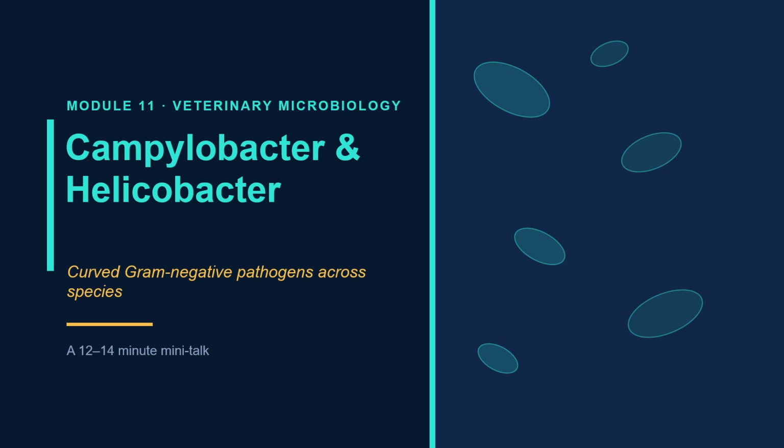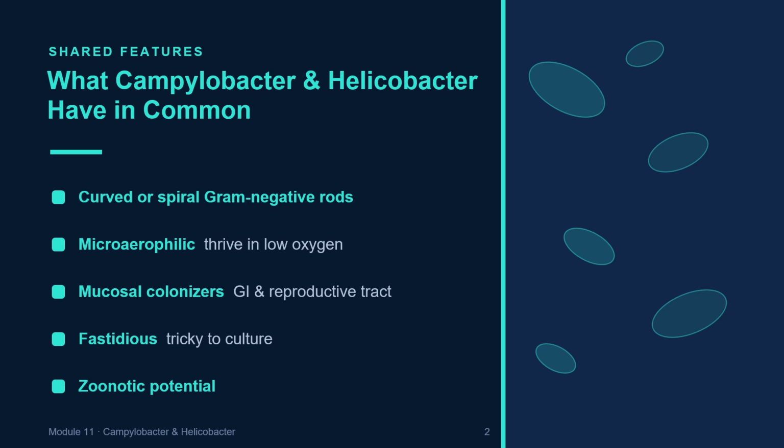Let's get to it. Campylobacter and Helicobacter share several key features. They're curved or spiral gram-negative rods, and they thrive in low oxygen environments, especially mucosal surfaces like the GI tract or reproductive tract. They're also fastidious, meaning they're tricky to culture and often require special media or atmospheric conditions. And importantly, several species are zoonotic, making them relevant to both veterinary and public health.